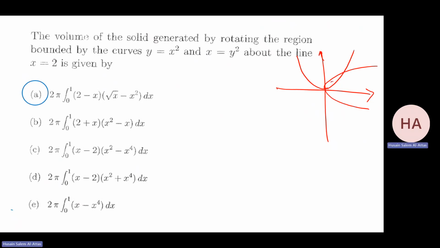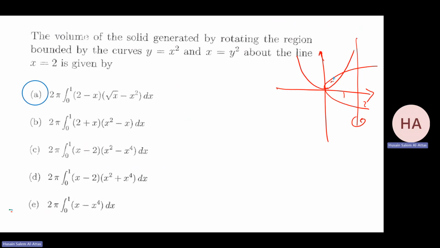I'm talking about this, and they want to revolve it about this line, x equals 2. This is my axis of revolution. So I have everything in terms of x.